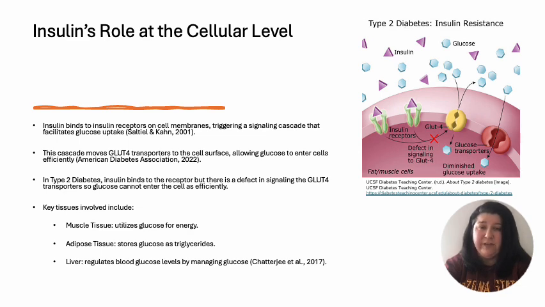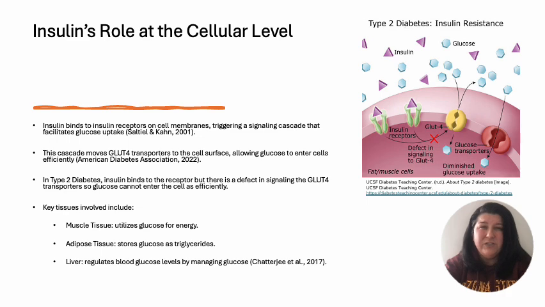So, on a cellular level, insulin binds to the insulin receptors on the cell membranes. This triggers a signaling cascade that facilitates glucose uptake. The cascade moves GLUT4 transporters to the cell surface, allowing the glucose to enter the cells efficiently. But in type 2 diabetes, the insulin still binds to the receptor, but there is a defect in signaling the GLUT4 transporters, so glucose can't enter the cell.